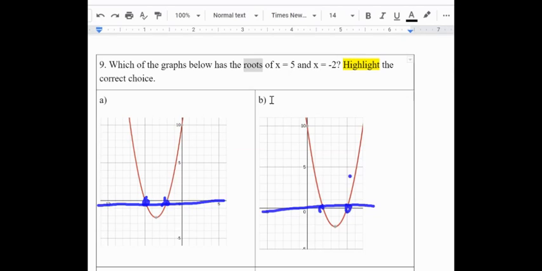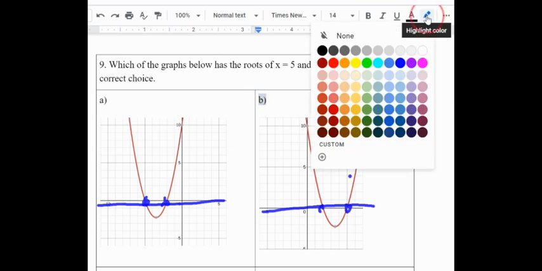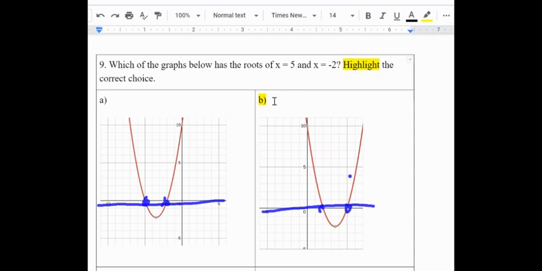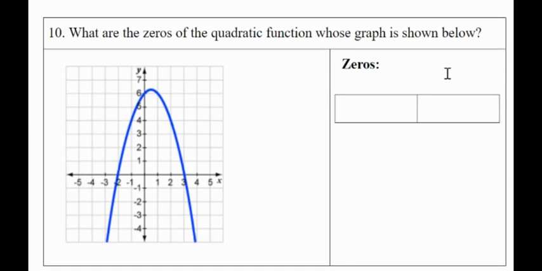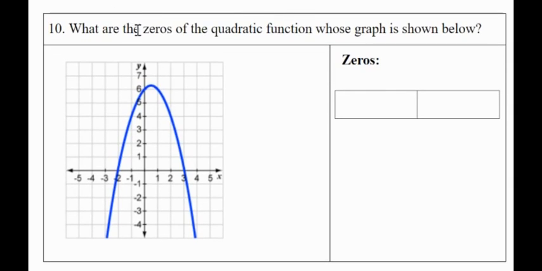And you just need to highlight the answer like this, just go like that and highlight it. There's the highlight color. By the way, just because I highlighted B does not mean it's the right answer. I'm just showing you how to highlight. And we're going to go on to 10.